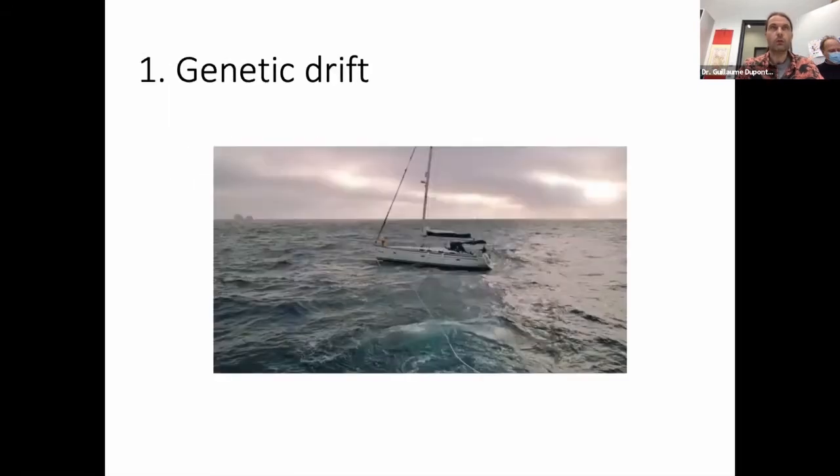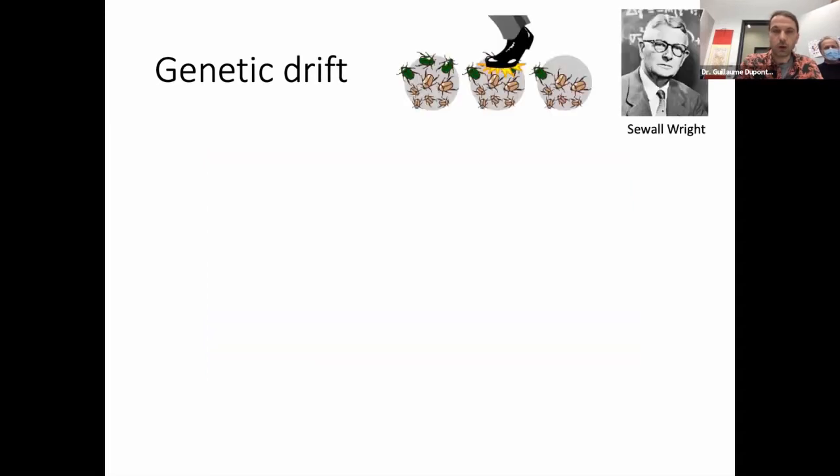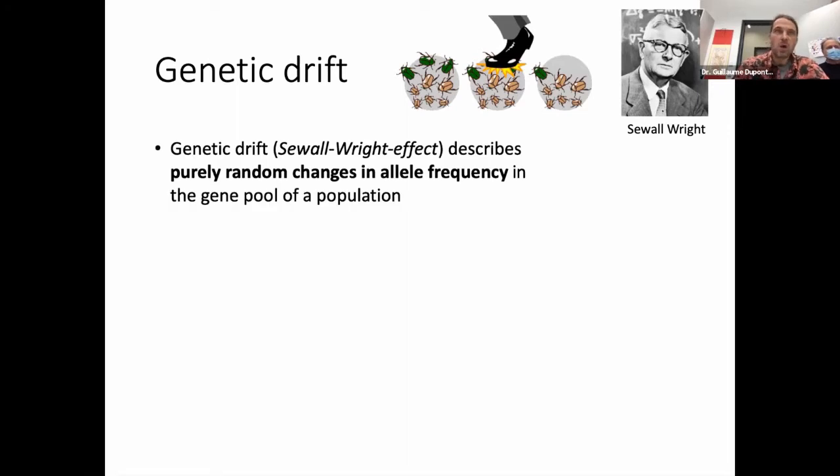All right, so let's start with the concept of genetic drift. What you see here is a sailing boat which lost its sails, and so it's basically just randomly drifting in the ocean. And that's essentially what genetic drift means for a population. There is some random change in the frequencies of certain alleles. This mechanism has been proposed by an American biologist, Sewall Wright, already in the, I think, 1940s. So it's a pretty old concept.